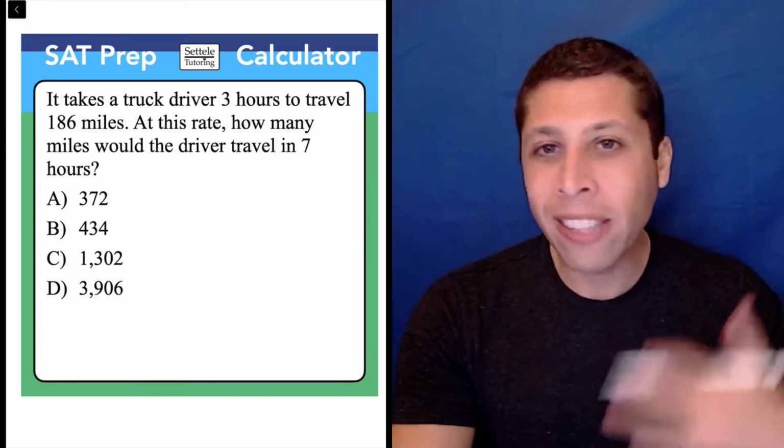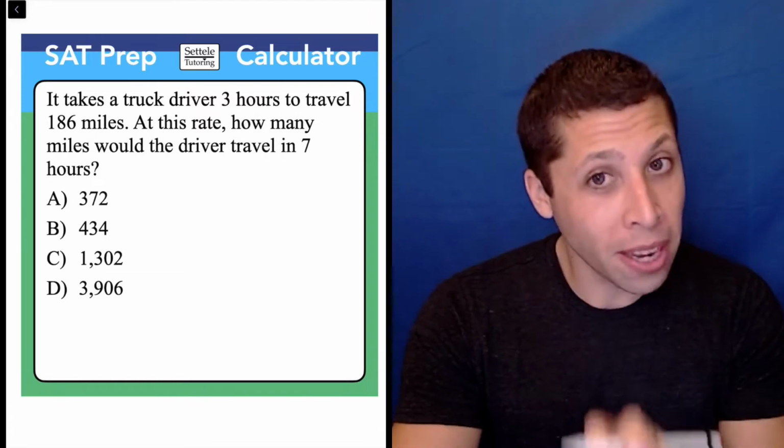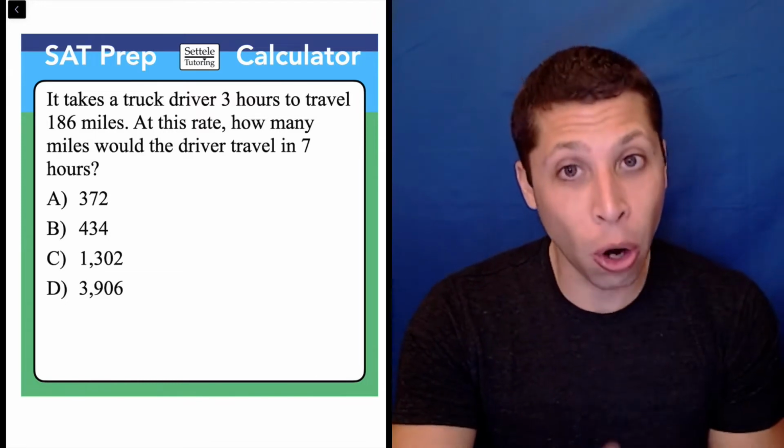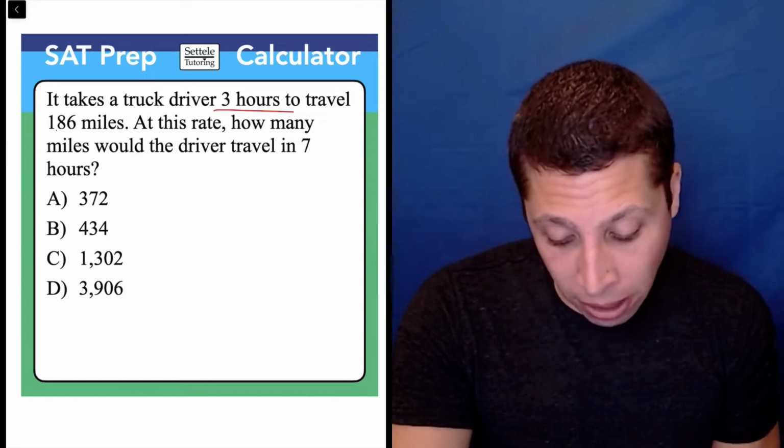Questions that involve rates and units are going to require that we set up a ratio. And the most important thing here is that you stay organized and you show your work. So what would that work look like? Well, we can start with the rate that we're given in the beginning part, right?